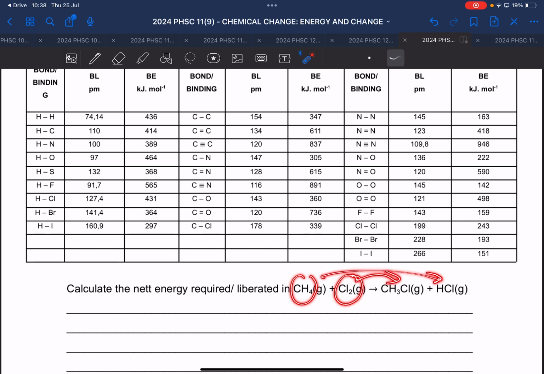So maybe it's equal, and you have 0. Or maybe to break bonds, it requires more energy than is given off, so it needs more energy. Or maybe when the bonds are formed, it releases more energy than what it needs to break it apart. Are you with me? Okay.